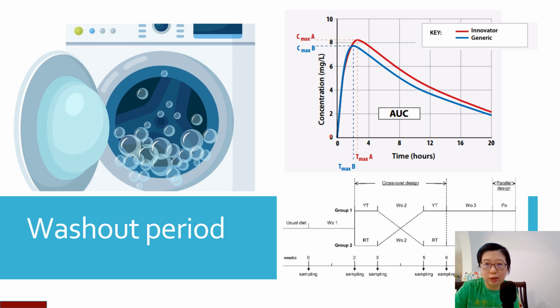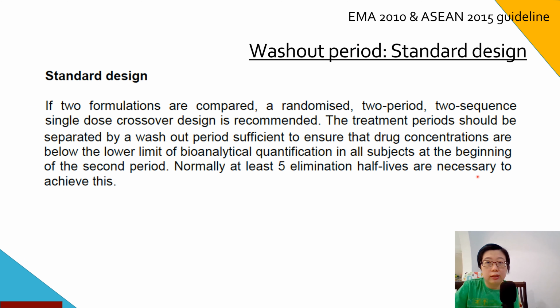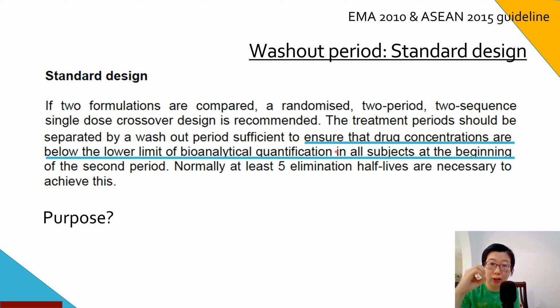So to enable this to occur, you must make sure your washout period is a good timing, right? Next, when we look at the standard design, a lot of the standard designs are randomized, so it's a 2-period, 2-sequence, single dose crossover design. Again, the washout period needs to be sufficient so that the lower limit of bioanalytical quantification will be, as I say, like the graph just now shown, starting at 0.